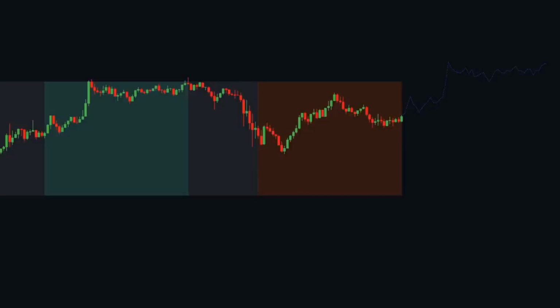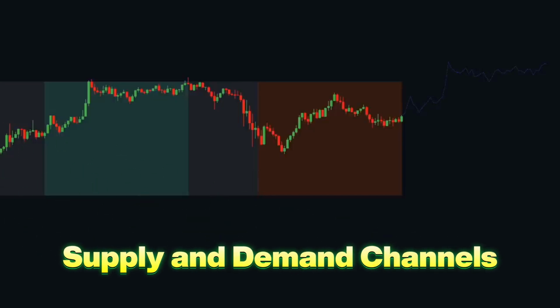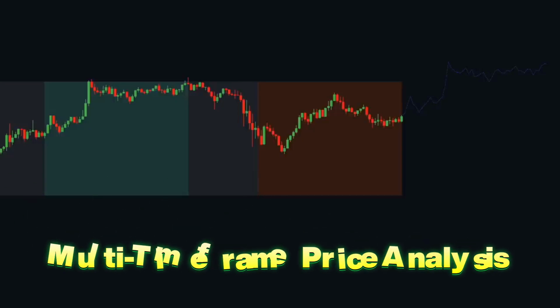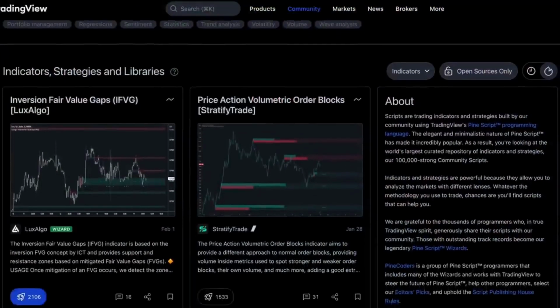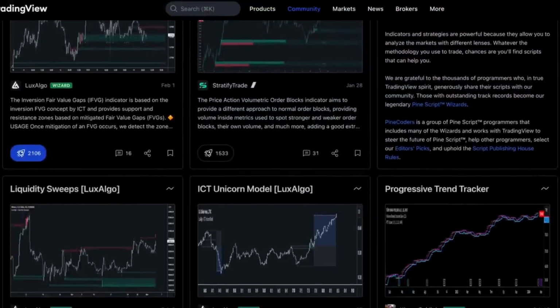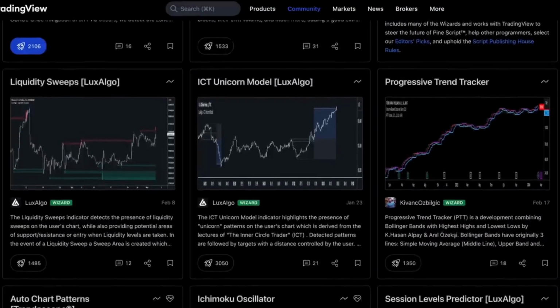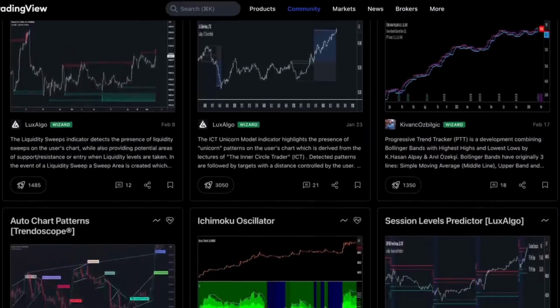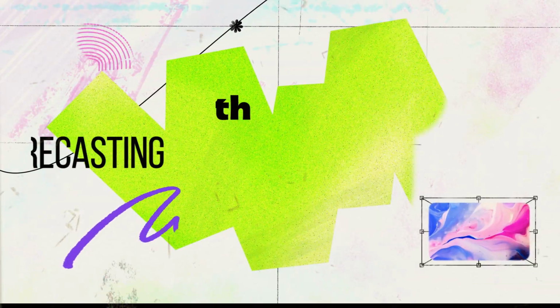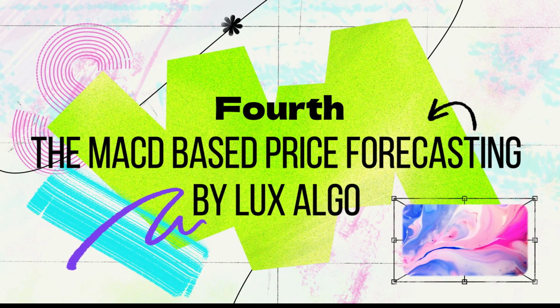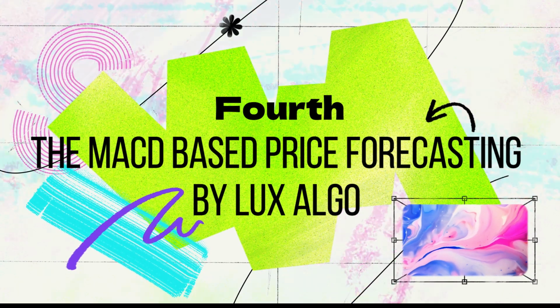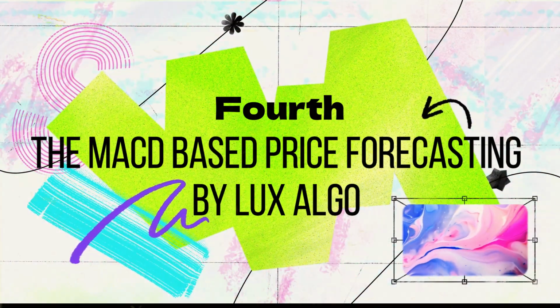This tool could work best with supply and demand channels, trend lines, and multi-time frame price analysis. Unfortunately, finding a suitable multi-time frame indicator on TradingView is almost impossible due to its complex nature. However, let's move on to MACD-based price forecasting, the 4th indicator on my list.